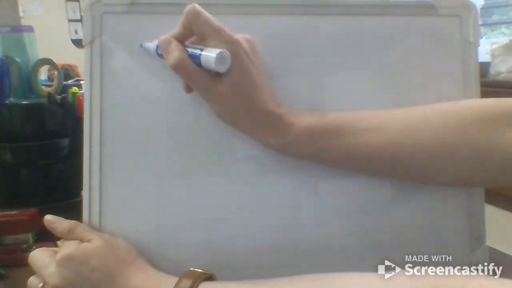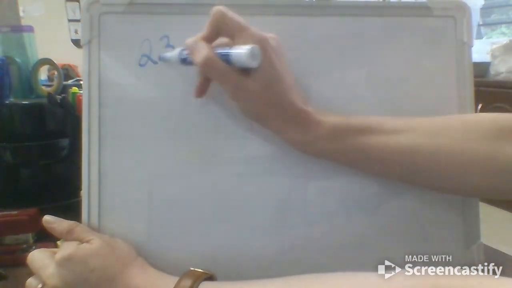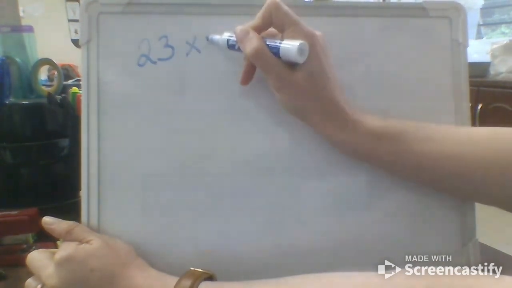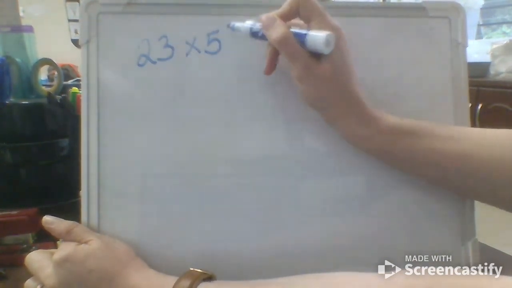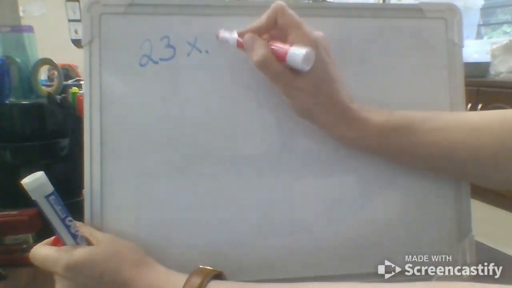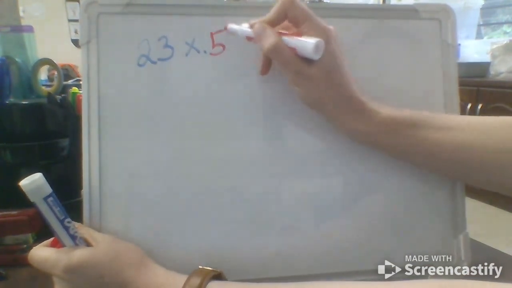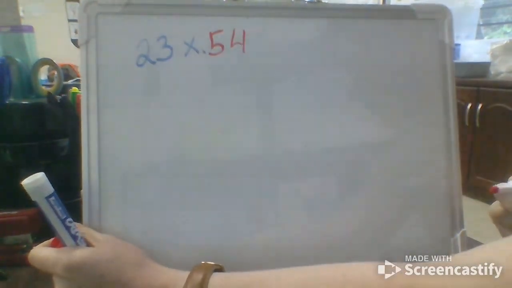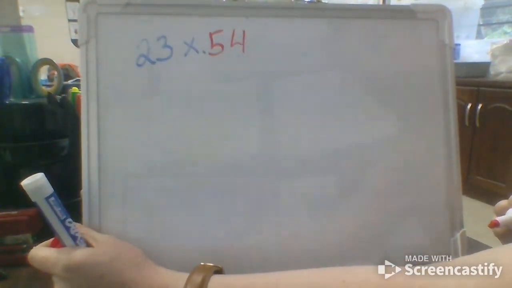I'm going to do 23 times 54. Oops, I'm going to use different colors for my different factors here. Okay, so these are numbers that I'm going to need to break up.